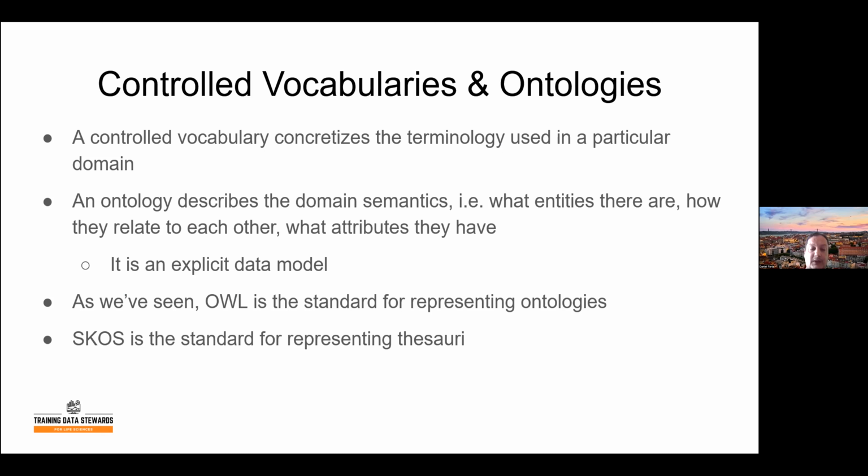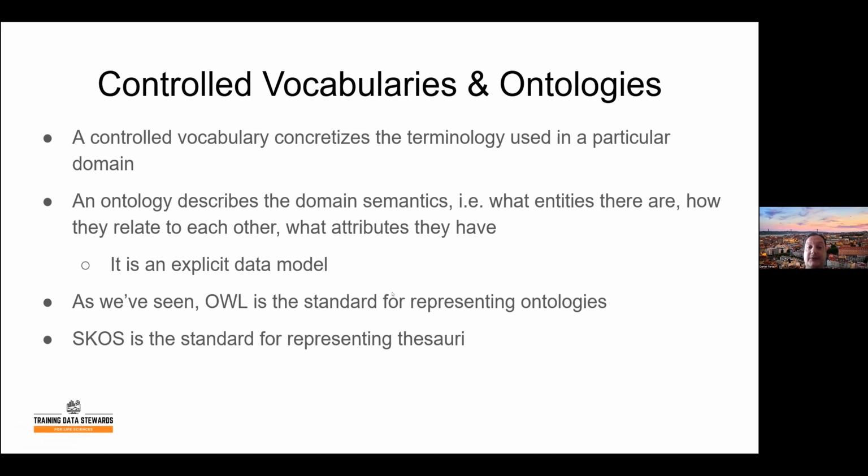Whereas an ontology describes domain semantics. Okay, so it describes what entities there are and how they relate to each other and what attributes they have. In a sense, an ontology is an explicit data model of a particular domain. Okay, a self-describing data model. And as we've seen, we talked about this in the previous lab. So OWL is the standard for representing ontologies.